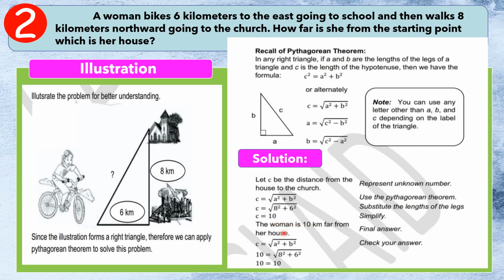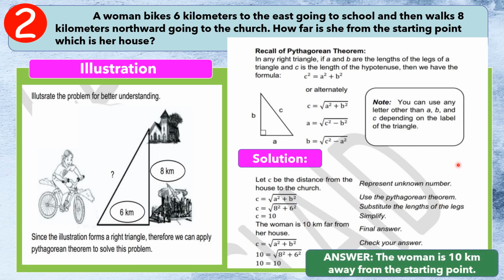So, the woman is 10 kilometers far from her house. So, if you're going to check our answer kung tama siya, okay? So, ito yung ating original equation, diba? C equals square root of A squared plus B squared. So, if the value of C is 10, so meron tayong 10 dito. Okay po, square root of 8 squared plus 6 squared. So, equal naman po sila. Since it is true, it satisfies the original equation. Therefore, the woman is 10 kilometers away from the starting point.